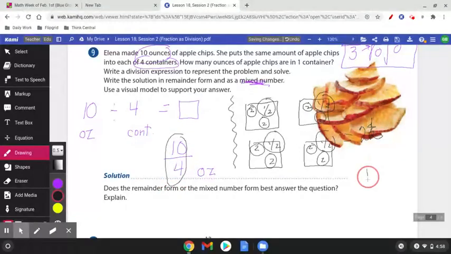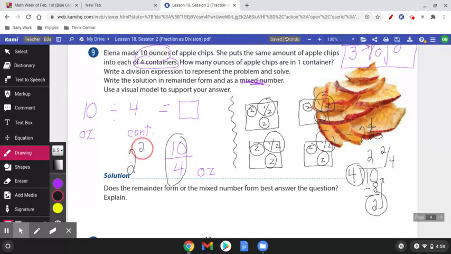10 divided by 4, think about it like that, fits in 2 times, and I have 2 left over, and it's said to write your leftover as a fraction. So that would be 2 left over out of 4, which is the same as 2.5. So I can say 2 2/4, I can say 2.5, or I can say 10/4. They all resemble the same thing.